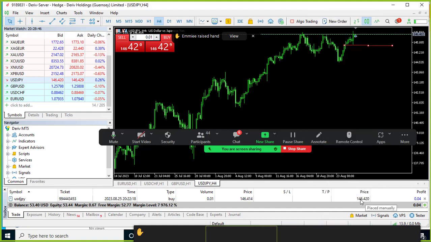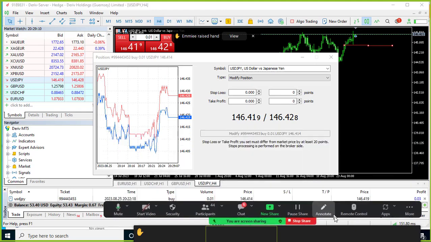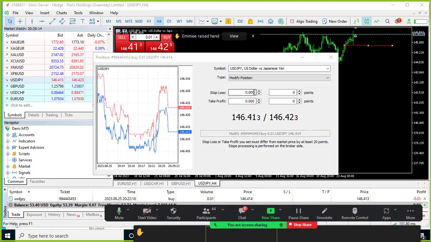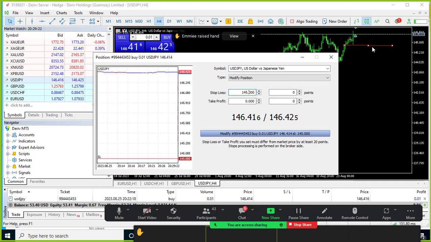So I will go here, and then this is my position. I will click on the position if you're using PC. I will right click on the position, and then you see here modify or delete. You see close position and new order. This is another method that I want to show you how to close. I'll click on modify. On modify here, I will go over here to my stop loss, which has to be around 145.67. Take profit 146.76. Once I do this, you see this button will appear, and then I will click modify.